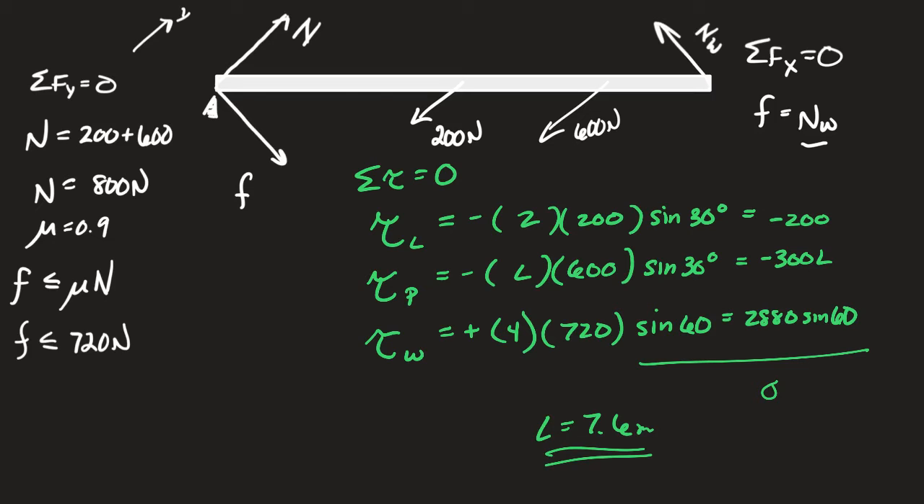Although 7.6 is what you get from this, it's not a 7.6 meter long ladder. What this tells you is that you can stand anywhere on the ladder and the ladder will not slide. That's what it's telling you. It's not telling you that you need to stand here. You can't stand there. Now, there's implications here, but this is the math.